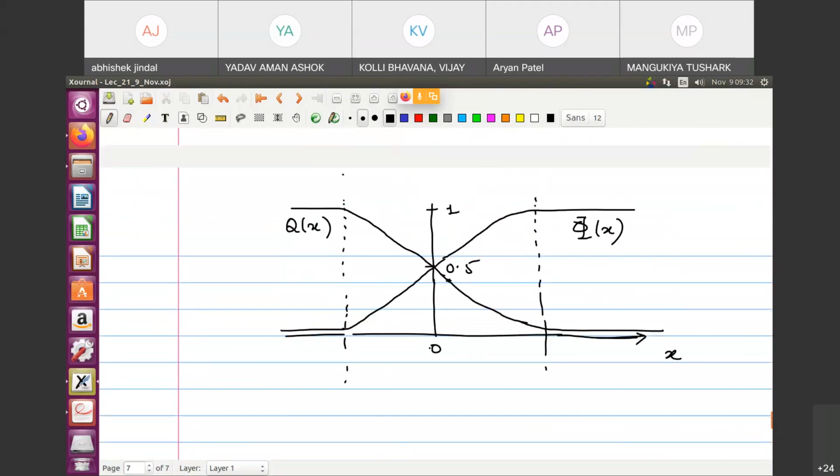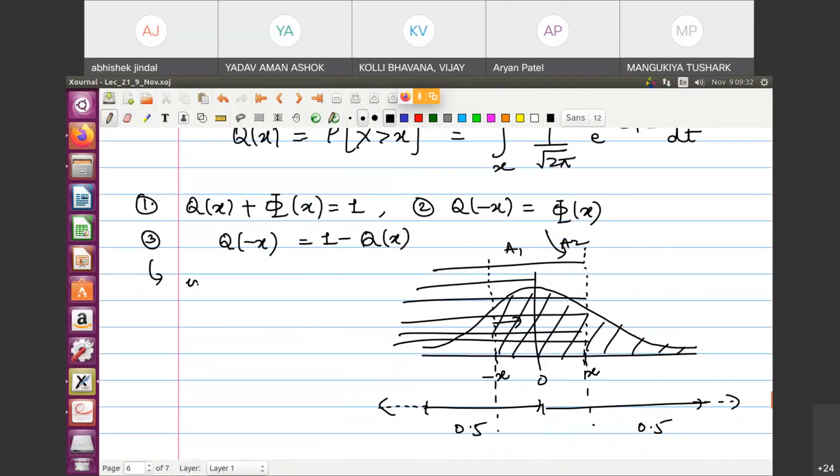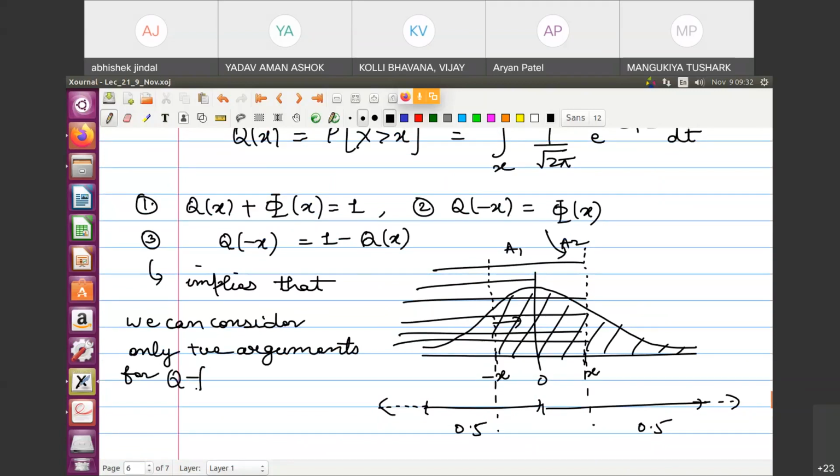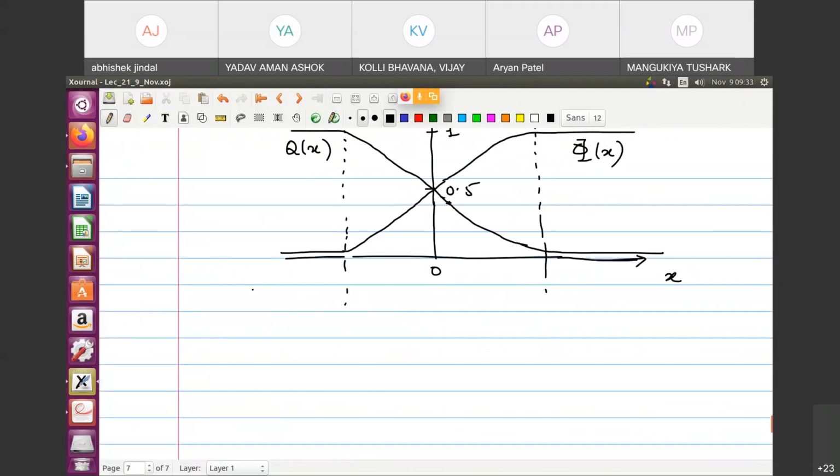One important thing that this fact 3 implies, that we need to consider, guys, that we can consider only positive arguments for the Q function while evaluating probabilities, okay, because they are directly related. Quite simple, because let us say if you have x as -3, then it's simply 1 minus Q of 3. So you only need Q of 3 to find it. This is just an observation, okay.